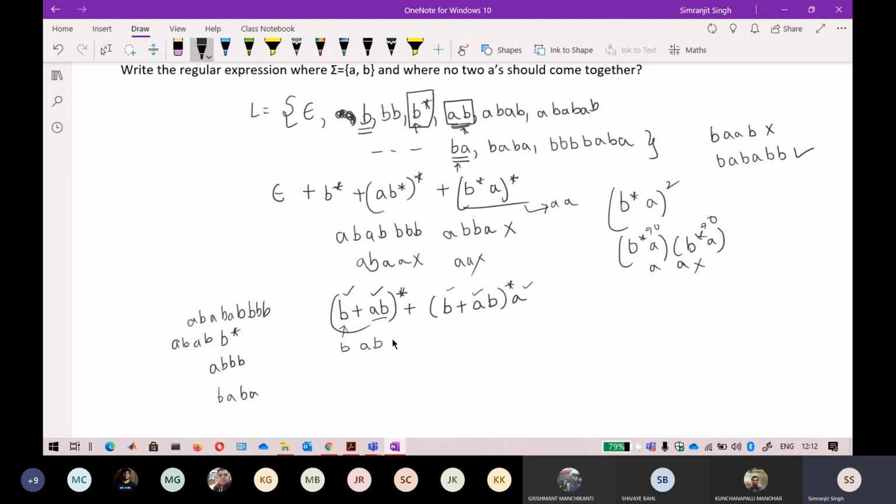B A B A should be in the language. So either it will be this expression or it will be this expression. Sir, we will take BA from the second term of the equation, right? Yeah, I think that makes more sense. B A B, yeah, absolutely. That makes more sense, because there is no star here, I cannot repeat it.